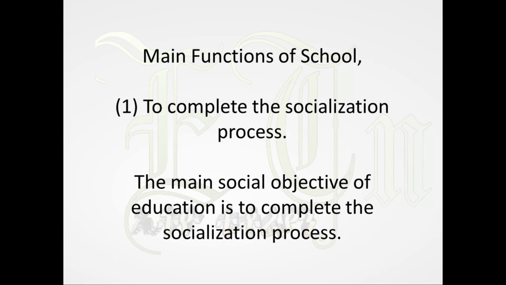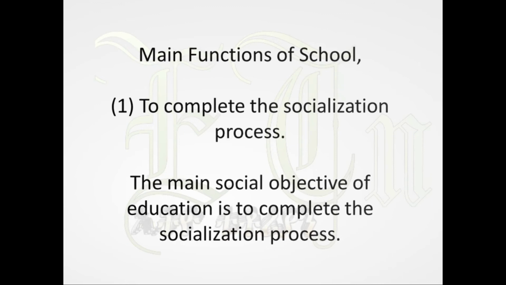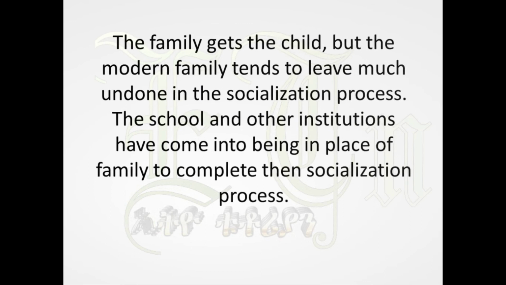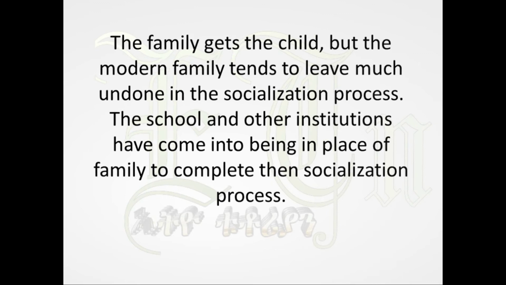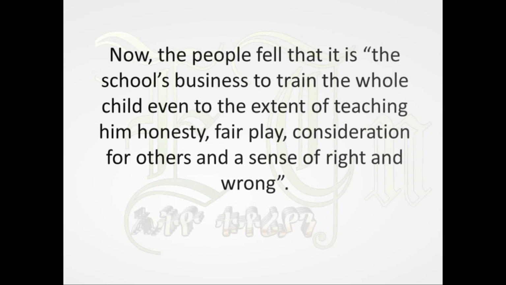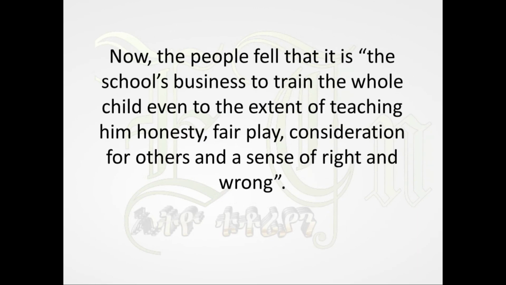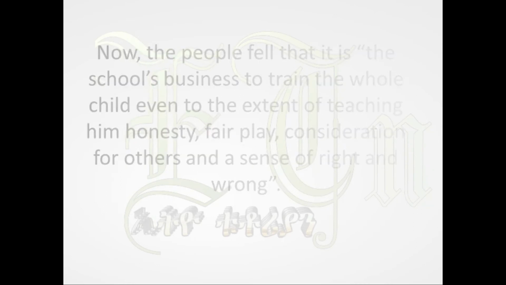To complete the socialization process. The main social objective of education is to complete the socialization process. The family gets the child, but the modern family tends to leave much undone in the socialization process. The school and other institutions have come into being in place of family to complete the socialization process. Now, people feel that it is the school's business to train the whole child, even to the extent of teaching him honesty, fair play, consideration for others and a sense of right and wrong.